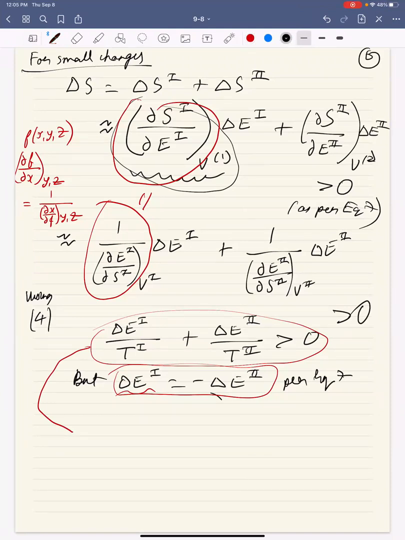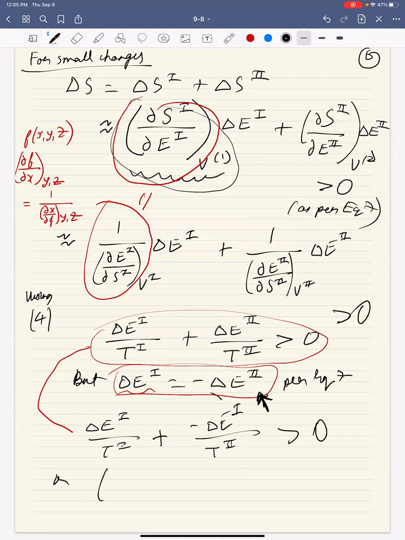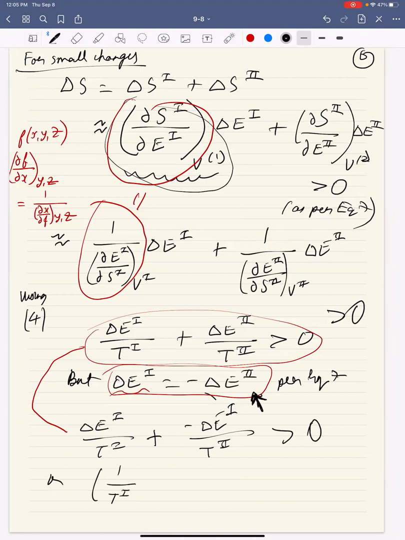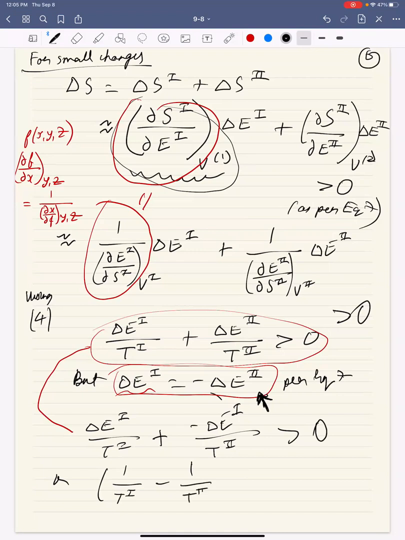And then this one, I'm going to say delta E1 by T1. And Nick also agrees with this statement, right? Nick said he agrees with this. So I can say plus minus delta E1 by T2 more than 0, or 1 over T1 minus 1 over T2 multiplied by delta E1 more than 0. So I had skipped a line in the middle, but that's what we had.